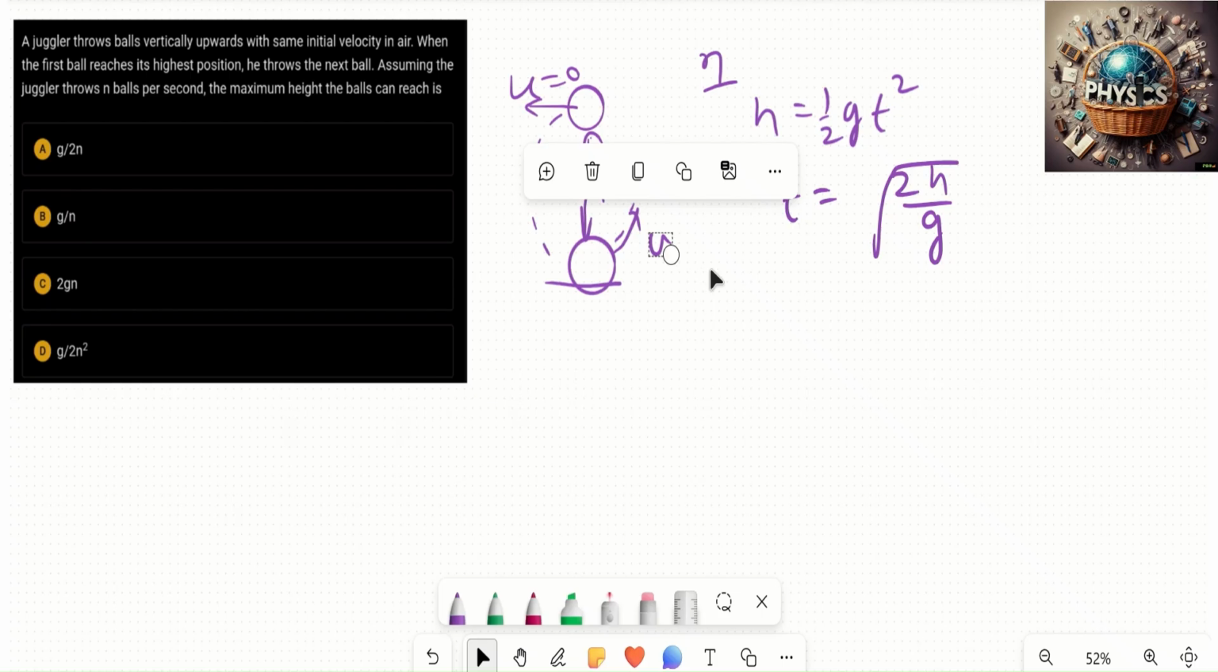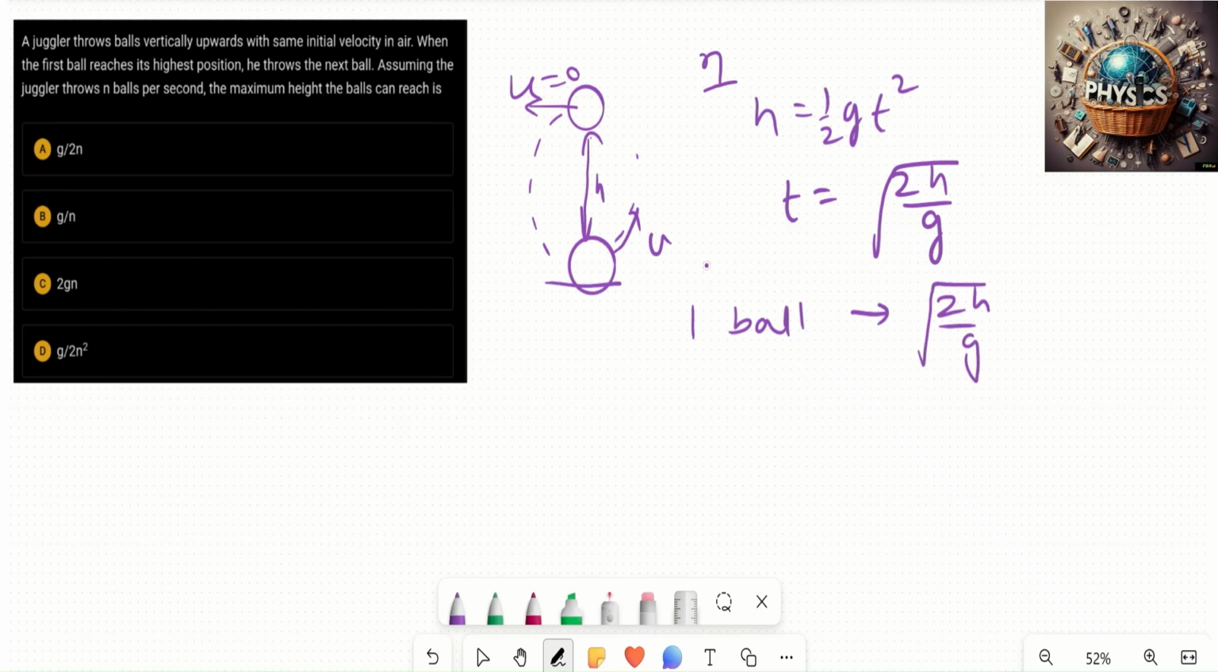Now it says that the total number of balls being thrown is n per second. So I can say in 2h by g time, one ball is thrown up, right? So in one ball time, 2h by g, n balls are being thrown in 1 second.